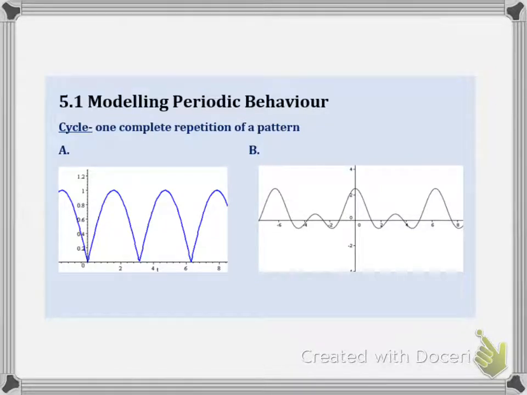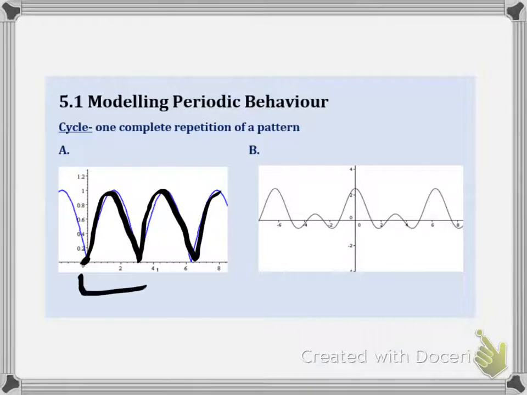A cycle is one complete repetition of a pattern. So here we see, let's say this point right here, it goes up and it comes back down. And then it repeats the same pattern over and over again. So this right here is one cycle.